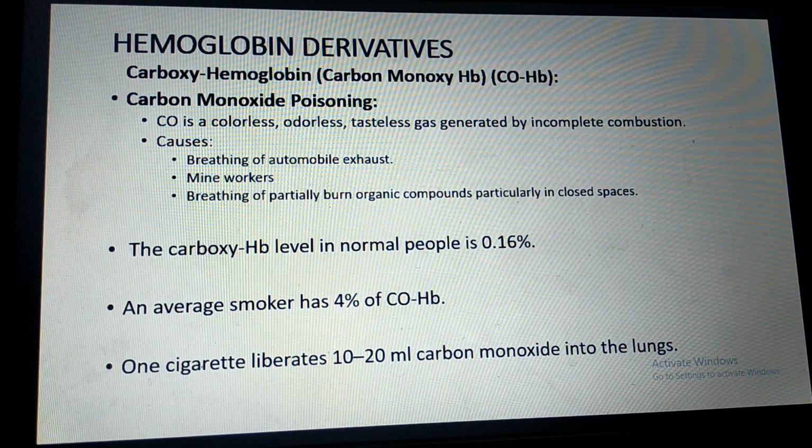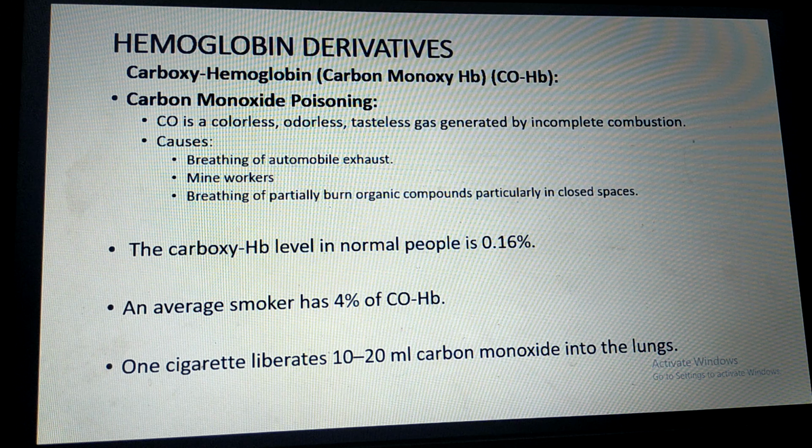Carbon monoxide poisoning. Carbon monoxide is a colorless, odorless, tasteless gas generated due to incomplete combustion. Causes of carbon monoxide poisoning: breathing of automobile exhaust; mine workers in the deep part of the earth, where carbon dioxide is released, so due to breathing of this gas these workers may have carbon monoxide poisoning. Also, this poisoning is seen due to breathing of partially burned organic compounds, particularly in closed spaces.